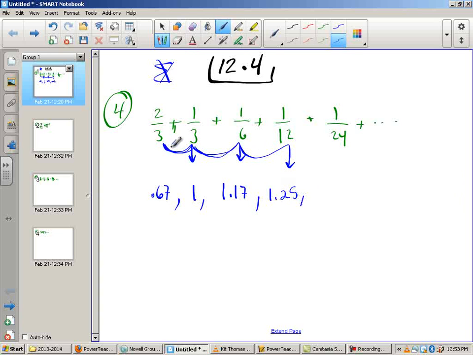1.25. And then I do it again, to get 1.29 essentially. And there's probably a little bit of rounding there along the way.